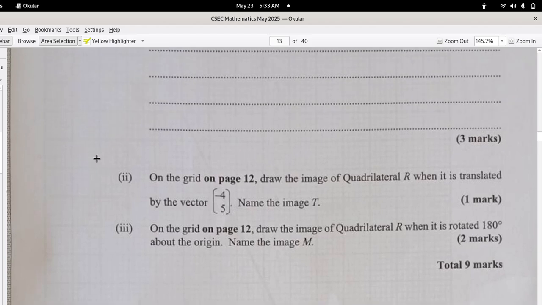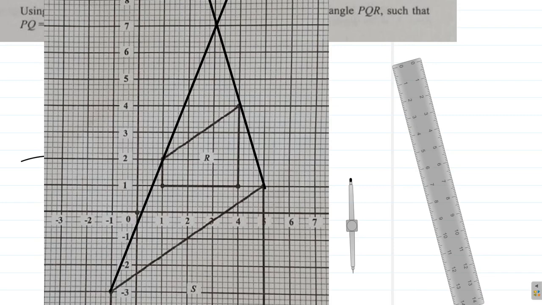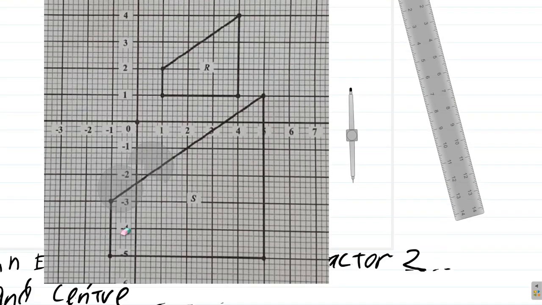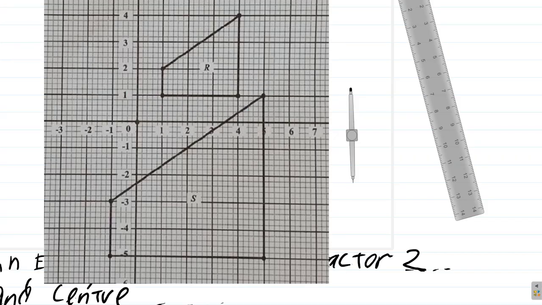Oh, part 2 and 3. Let's say on the grid on page 12, draw the image of quadrilateral R when it's translated by the vector negative 4, 5, name it T. The vector is negative 4, 5, I name it T. Alright, it's the same thing, so let's erase what we have here. So what they say, the image of R translated by negative 4, 5.